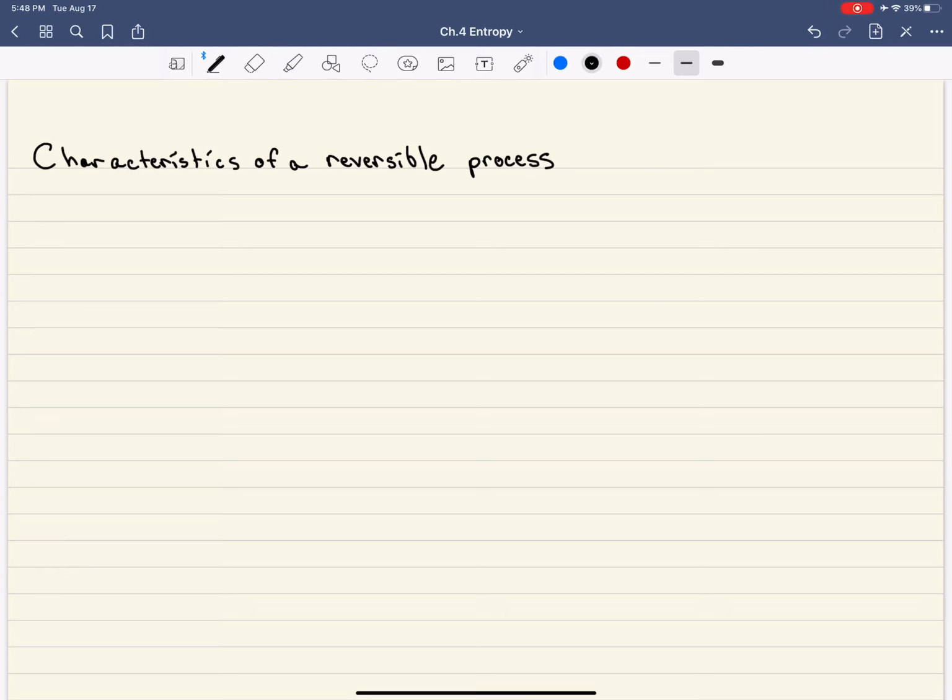In the preceding examples, I demonstrated that you can increase the amount of work you could extract from a process if you operate the process very slowly and increase the number of steps involved to infinity. And so what I want to do in this video is basically summarize all the main points about what exactly a reversible process is. A reversible process or reversible path is a process in which the maximum possible amount of work is obtained.